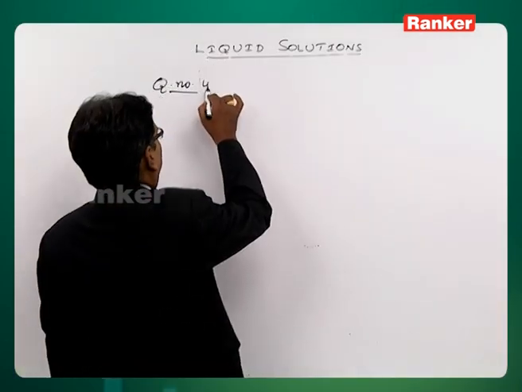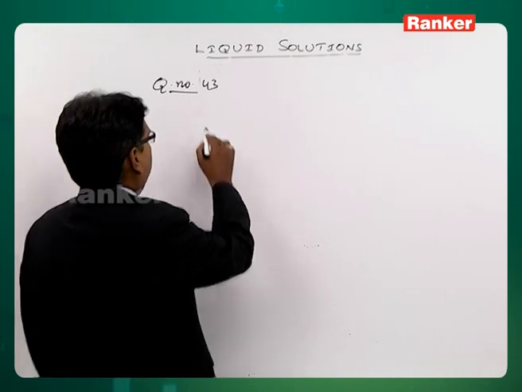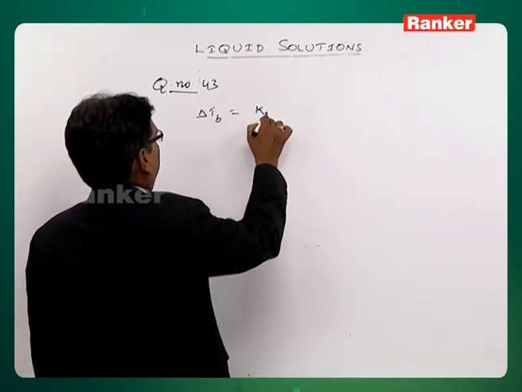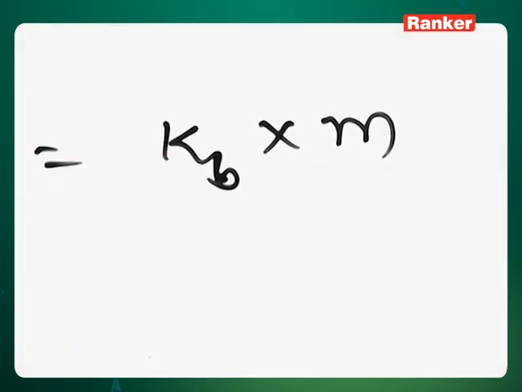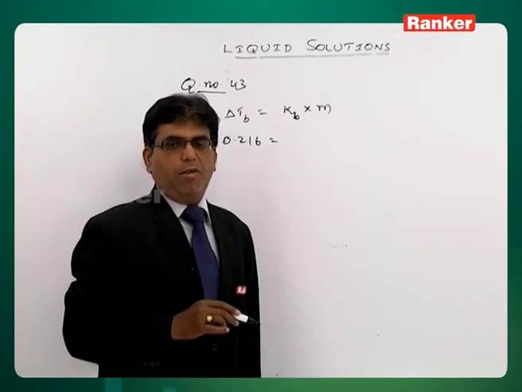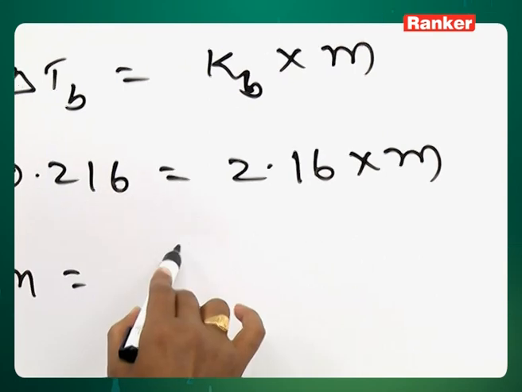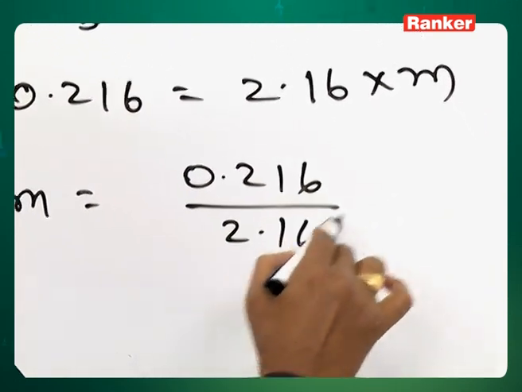Now let's go to question number 43. If 0.15 grams of solute is dissolved in 15 grams of solvent, then it boils at a temperature higher by 0.216 degrees Celsius than that of pure solvent. The molecular weight of the substance is... So here the increase in boiling point is 0.216. So delta Tb is equal to Kb into molality. Now delta Tb is 0.216, and the molal elevation constant for the solvent is 2.16, into molality. So molality is equal to 0.216 by 2.16, that is equal to 0.1.